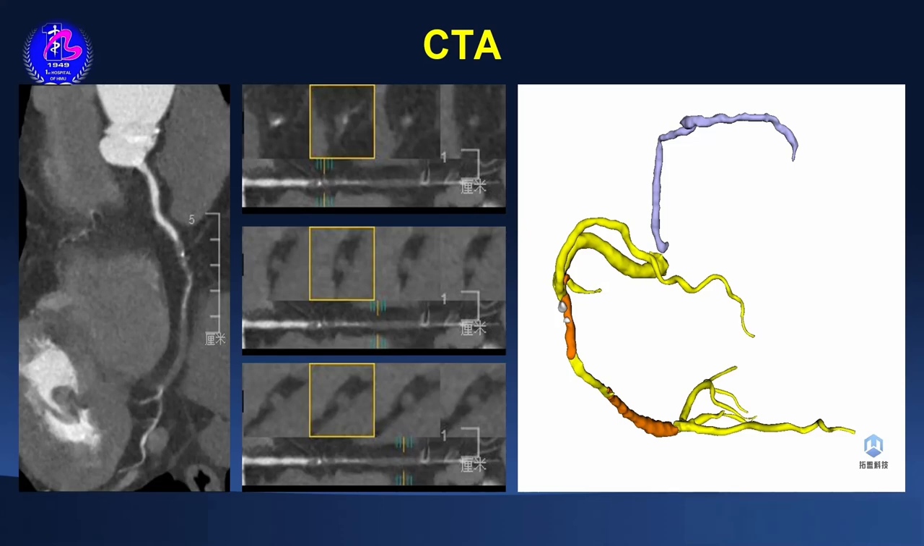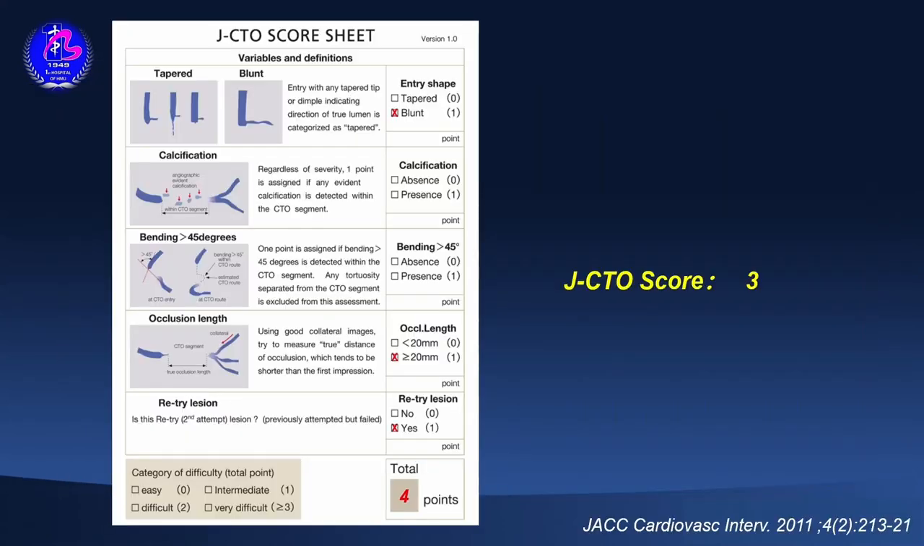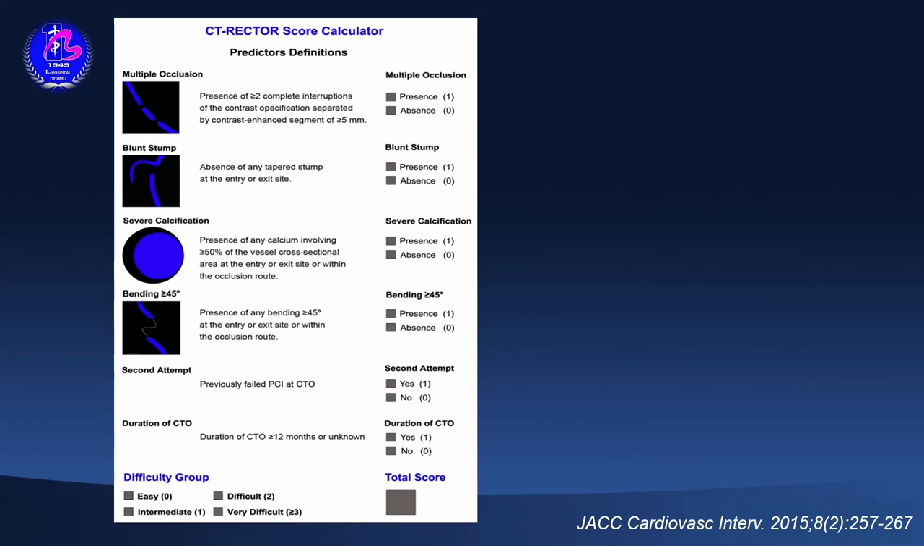Very interesting from this CTO 3D reconstruction, we can see, strictly speaking, this is a bi-occluding segment, so that means tandem occlusion. As we know, there is a CT recorder system. The CT recorder system already told us if the lesion is a tandem occluded CTO lesion, the difficulty will increase significantly, because we can see there should be a double proximal cap and a double distal cap.